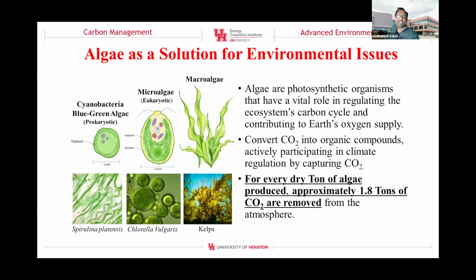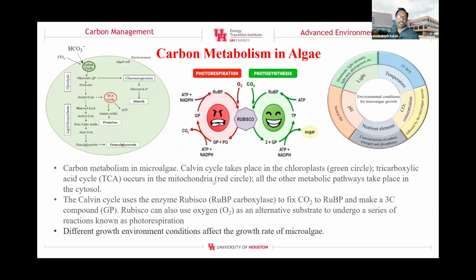For every ton of algae produced, approximately 1.8 tons of carbon dioxide is removed. So this is a significant number. So people can argue, oh, there's a lot of water needed. We have plenty of water in the ocean. We can make use of that water to grow the algae. And we have to develop technologies and processes, methods of producing this algae in large quantities, harvest them, and then process them. As we speak, many companies are already doing this. I'll share some of those experiences with you.